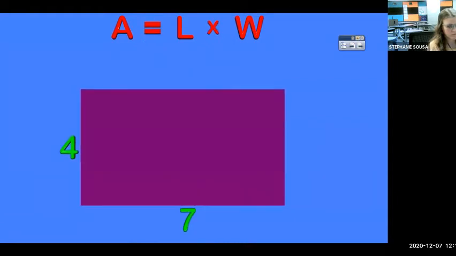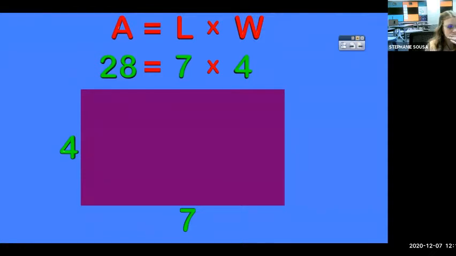Here is a rectangle that does not have lines showing us where the square units are. We could try and draw them because we know there are 7 square units for the length and 4 square units for the width. But we are going to use the formula. Area equals length of 7 multiplied by width of 4. What is 7 times 4? The answer is 28. 7 times 4 is 28. So the answer is 28 square units.